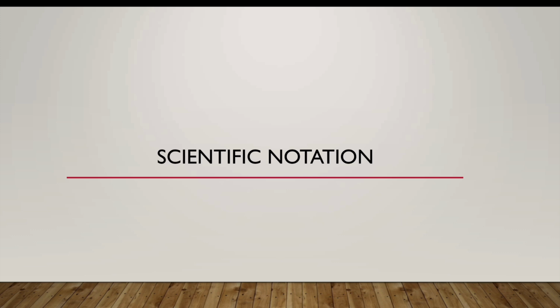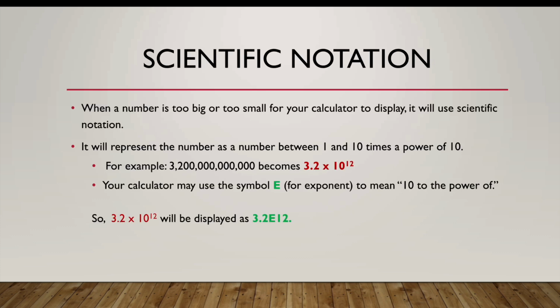Next, let's consider some mathematical concepts you may need to understand to use your calculator effectively. The first we'll want to consider is scientific notation. When a number is too big or too small for your calculator to display effectively, the calculator will use scientific notation. It'll represent the number as some number between 1 and 10 times a power of 10. For example, this particular number would become 3.2 times 10 to the 12th. Your calculator might use the symbol e or exponent to mean 10 to the power of. So 3.2 times 10 to the 12th can also be displayed as 3.2 E12.